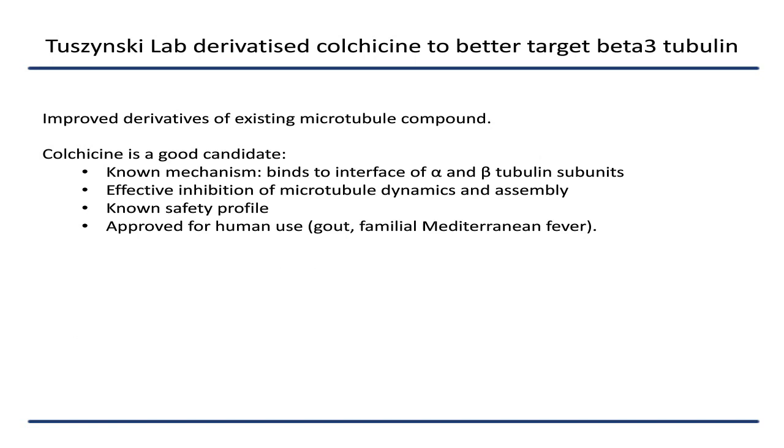So what Jack did was to base his drug development work on colchicine. Colchicine is a drug that does target microtubules, and it's known to target the interface of alpha and beta tubulin subunits, and it does effectively inhibit microtubule dynamics and assembly. It has a known safety profile. There are adverse events using it, but it has been approved for gout and familial Mediterranean fever disease.